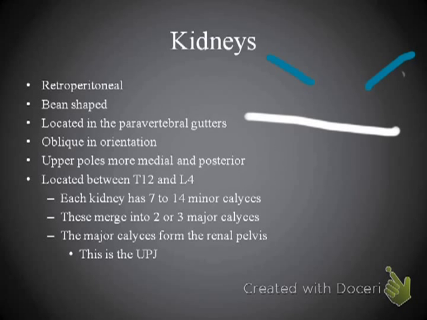Each kidney has 7 to 14 minor calyces. These merge into 2 or 3 major calyces. The major calyces form the renal pelvis, which is the UPJ, or the ureteropelvic junction. And so we'll see in the diagram what the major and minor calyces actually look like.